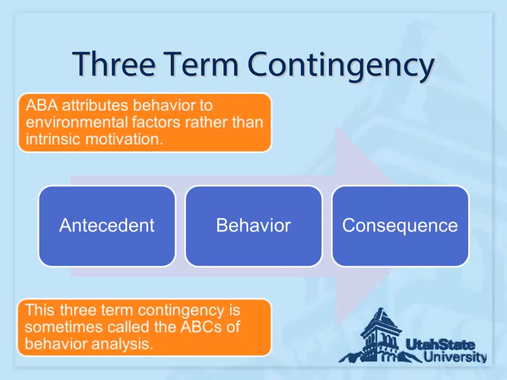This 3-term contingency is sometimes called the ABCs of behavior analysis. This framework is how behavior analysts view behavior. Every successful intervention has been based on observations made about antecedents, behaviors, and consequences. Next time you see behavior occur in the real world, try to look at it through this lens. It isn't some unknowable force that causes behavior, but rather directly observable stimuli in the environment.